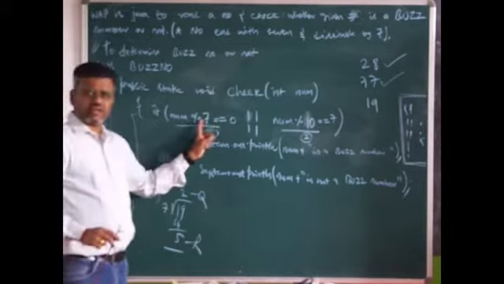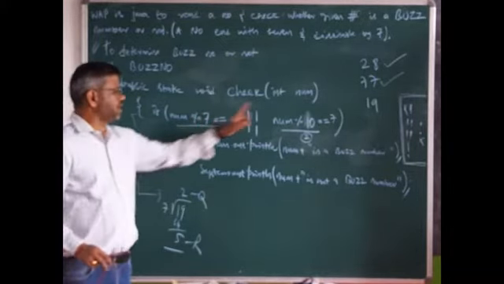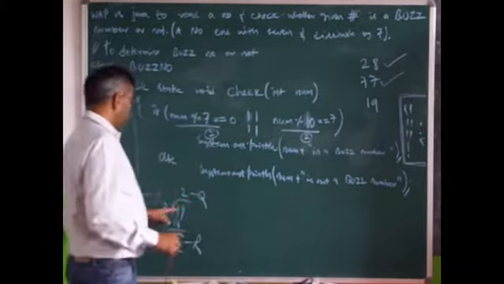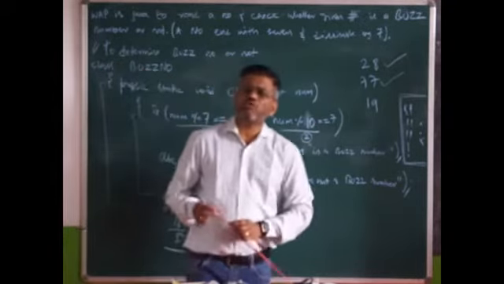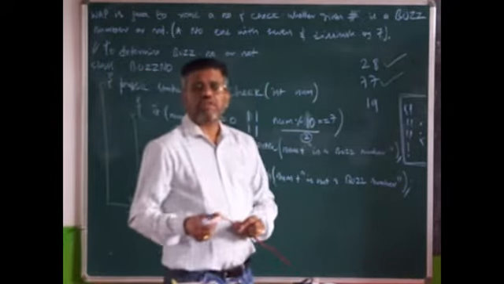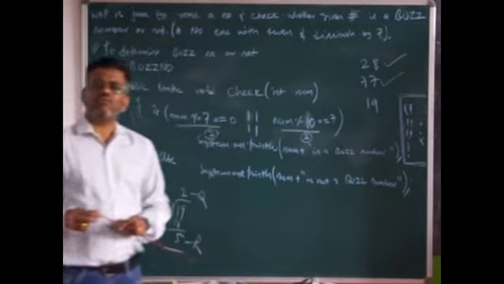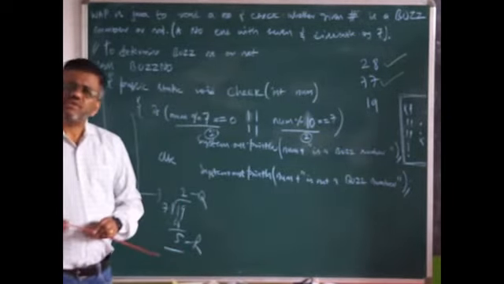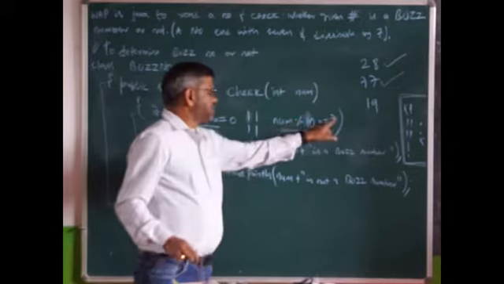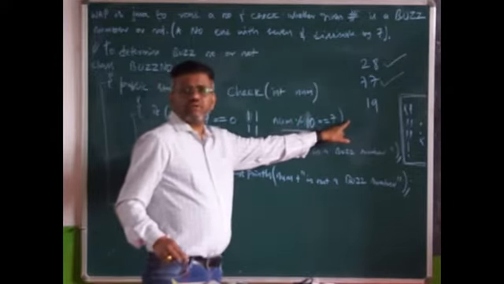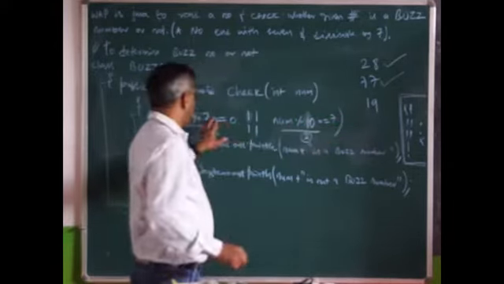Double equal means you will check. If they are equal, it will come here. If they are not equal, again it will go here. What is the number you have? 19. 19 mod 10 will be how much? 9. When you divide 19 by 10, the remainder will be how much? 9. 9 and 7, are they same? No, they are not same. This is also no, this is also no.